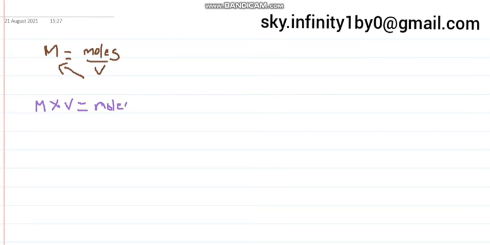So as we have said, molarity is equal to moles, number of moles, divided by the volume. If we take this volume on the left hand side, then it gets multiplied to the molarity and the final result is M into V is equal to moles. Let us consider this as equation 1.